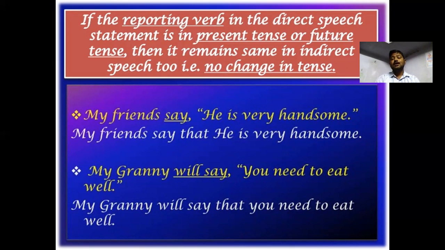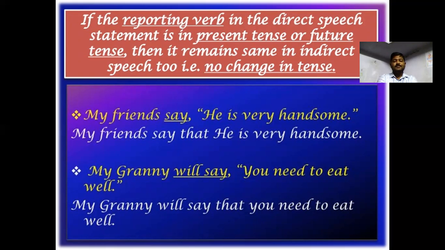Why? Because if the reporting verb is in the present tense or the future tense, the verb in the direct speech should be present tense or future tense. Look at the sentences, for example. My friends say, he is very handsome. My friends say that he is very handsome. There is no change because he is very handsome is present tense, and for present tense there is no change in the indirect sentence.